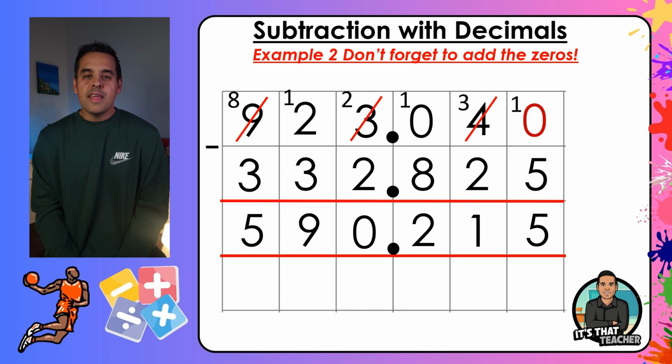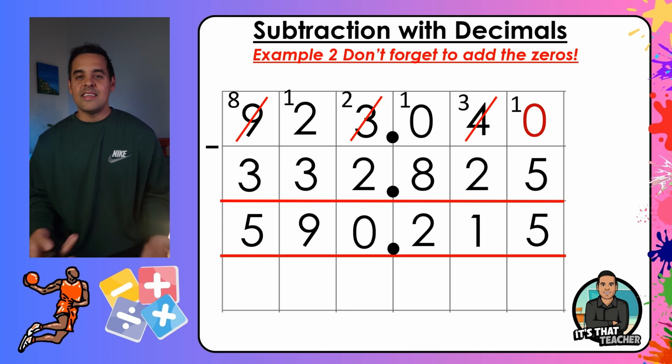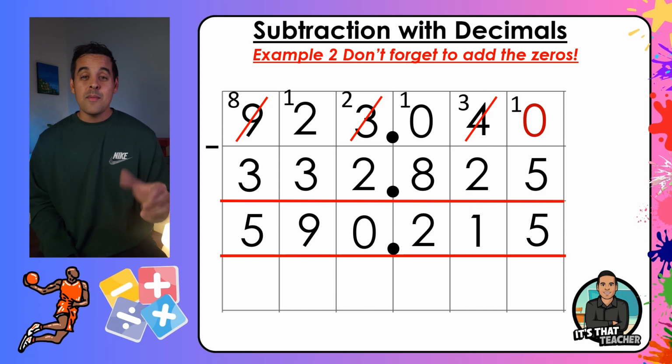So hopefully that method has given you a lot of confidence. Like I said, just follow the process, break it down, 1 column at a time. If you need to borrow, it's quite a simple process if you take it slow, your numbers are neat, and you follow the process that we put here. And you, of course, add those zeros.